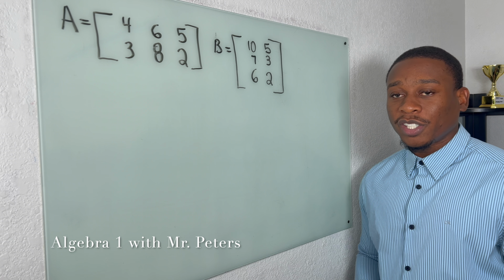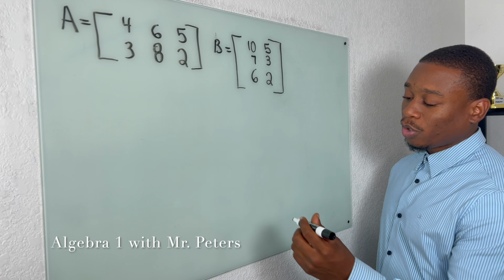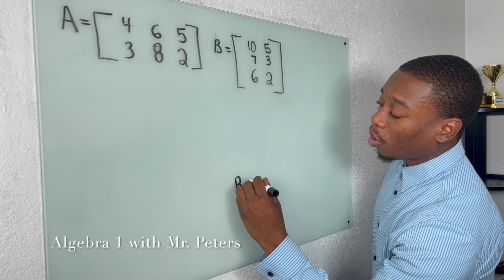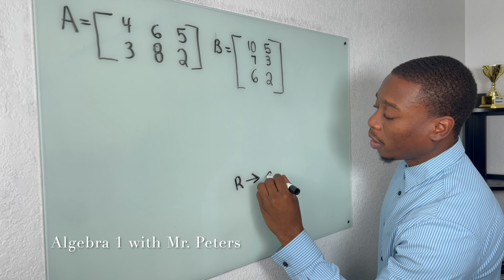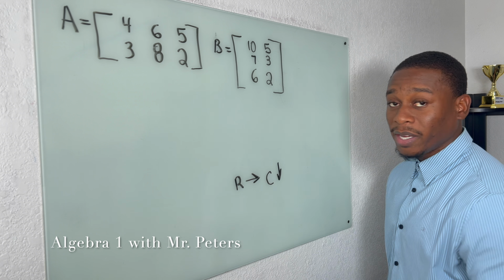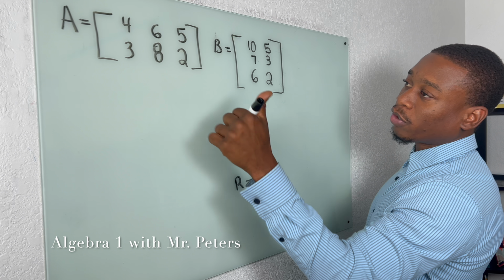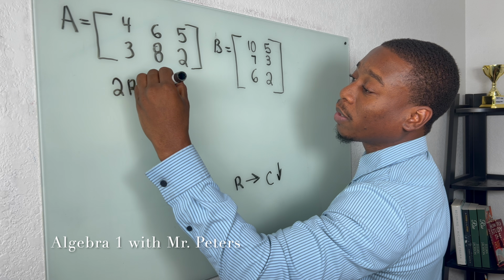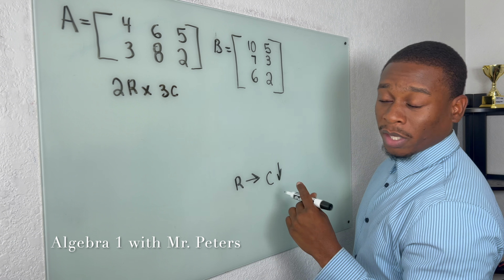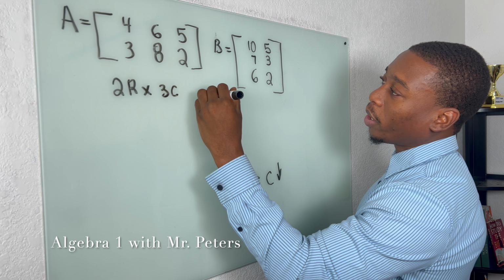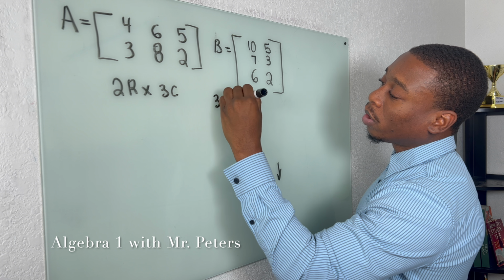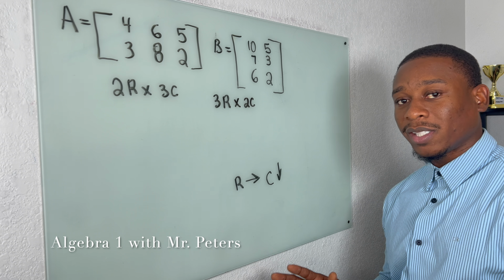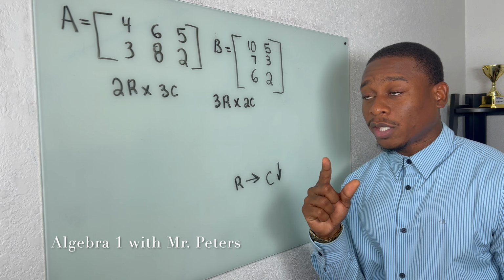So the first thing when I teach this subject, guys, I always tell students, let's think about our rows times columns. Rows run from left to right, columns run up and down, okay? So when we look at this first matrix, we have two rows times three columns. And in the second matrix, we have three rows times two columns. I always tell students to write this out to make it easier for them. And this is what I mean.